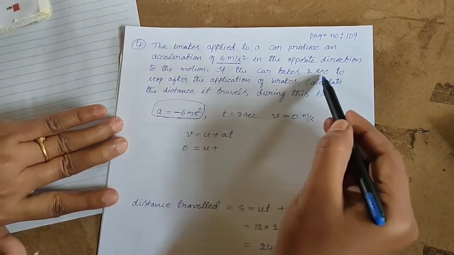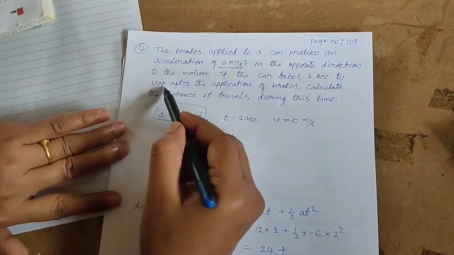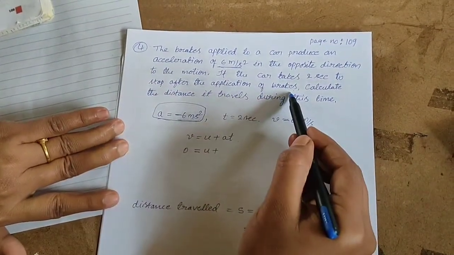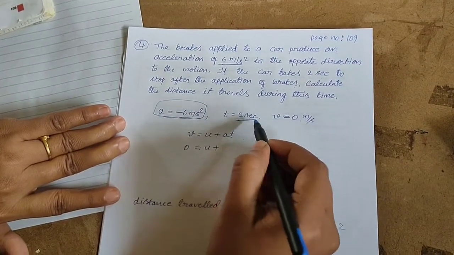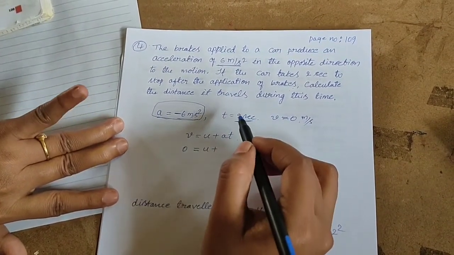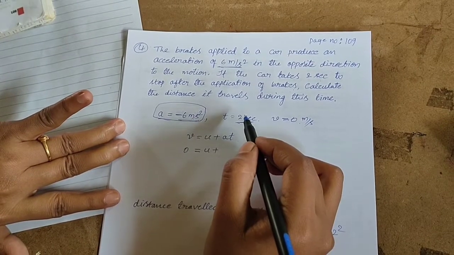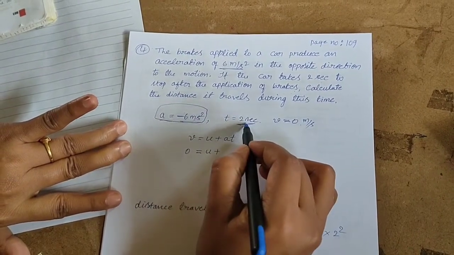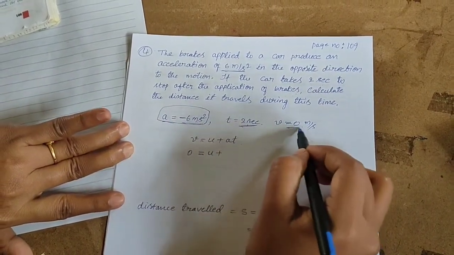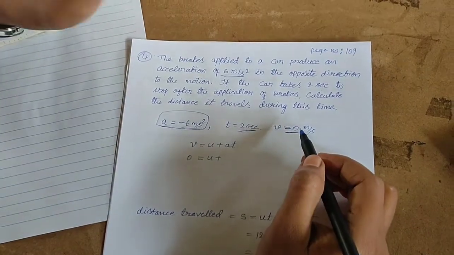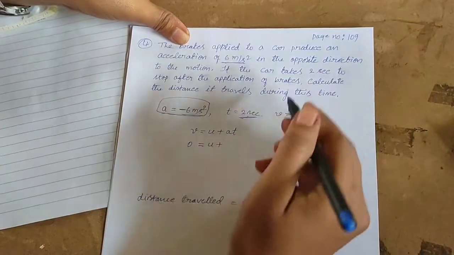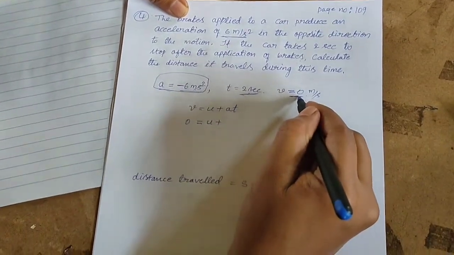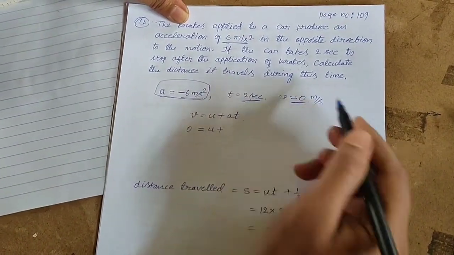The car takes 2 seconds to stop after the application of brakes, so time will be 2 seconds. After 2 seconds, the car will be stopped. That's why the time is 2 seconds. What is its final velocity? The final velocity is 0 because the car is finally stopped. That's why v equals 0 meter per second.